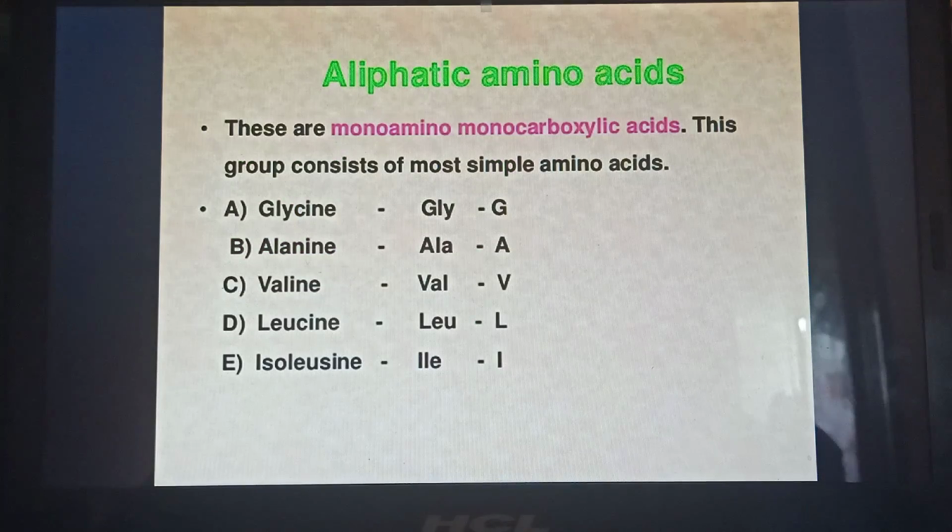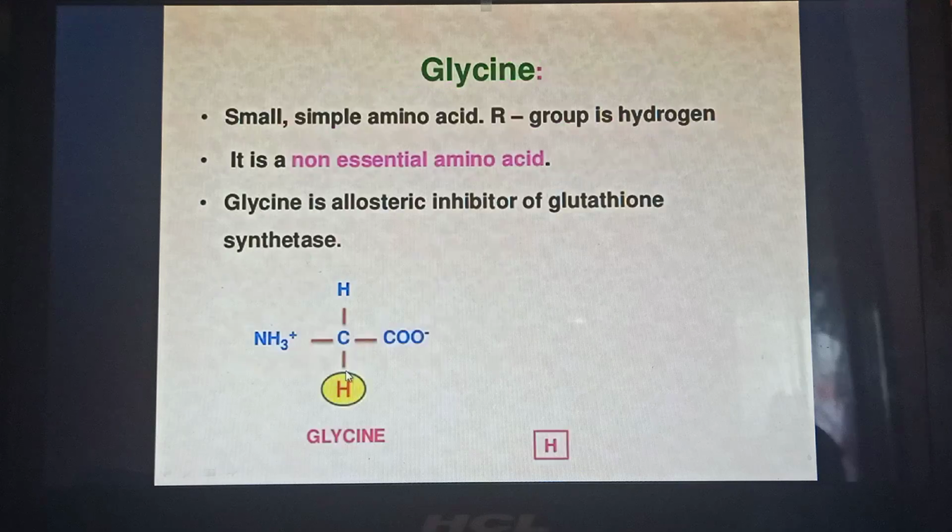Now, aliphatic amino acids. Aliphatic amino acids are monoamino and monocarboxylic acids. They contain one amino group and one carboxyl group. Examples are glycine, alanine, valine, leucine, isoleucine. These are all monocarboxylic acids.